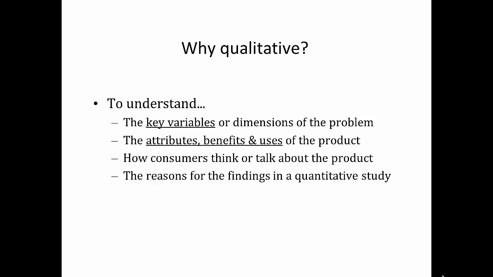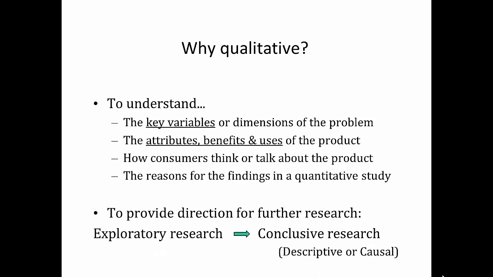The overall reason for conducting qualitative research is usually to provide some direction for the next stage of research. So you don't have to consider a large number of issues, most of which may not be relevant, and then you can focus on the issues or the questions that matter. This subsequent stage after qualitative is called conclusive research because it allows you to draw conclusions with some degree of confidence. And qualitative research does not allow you to do that.